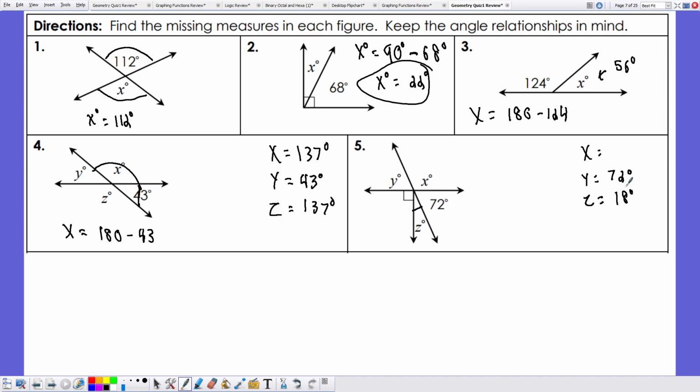And X is going to be, well, it's on a straight line with the 72 degree. So we have 180 minus 72, which is 108. And that is it for these special types of angles.